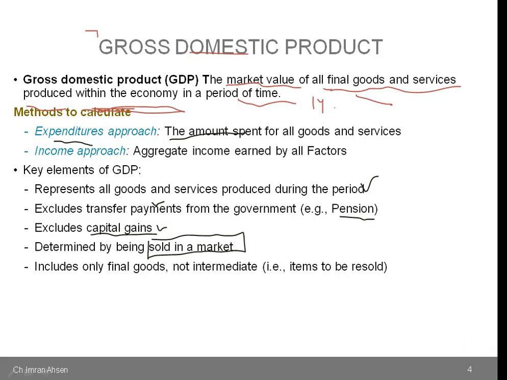It includes only final goods, not intermediate goods. It means we cannot add up the market value of wheat, but we add the market value of breads and other things made from wheat, like cakes or biscuits. The value of those biscuits, breads and cakes is included in the GDP, not the wheat.